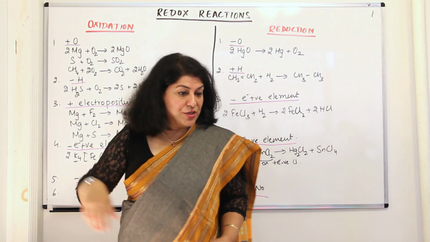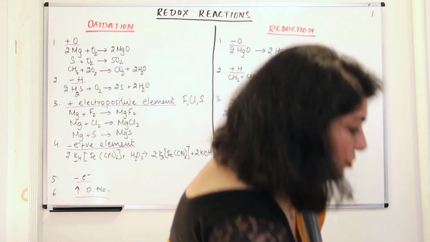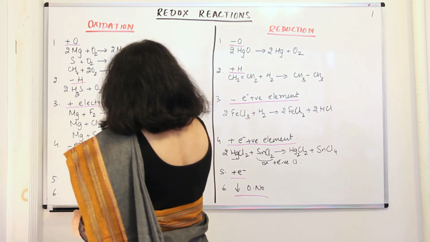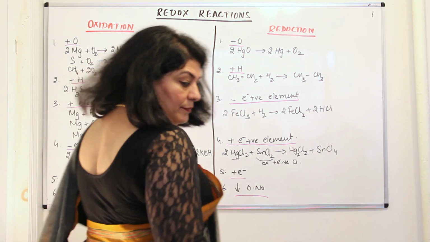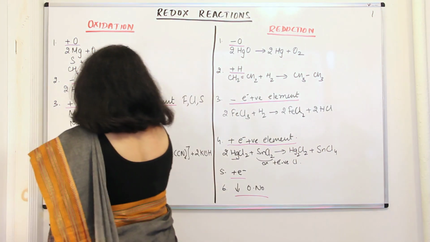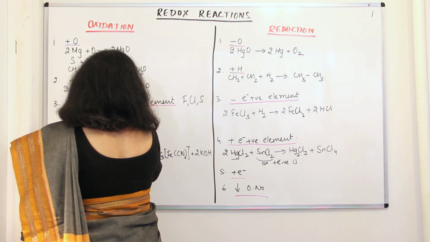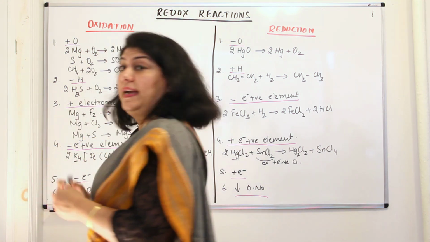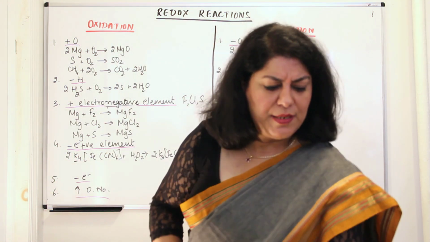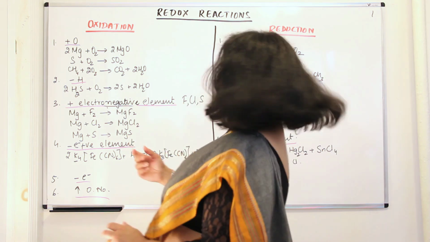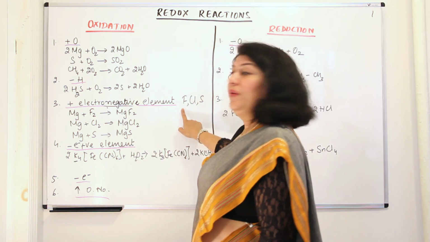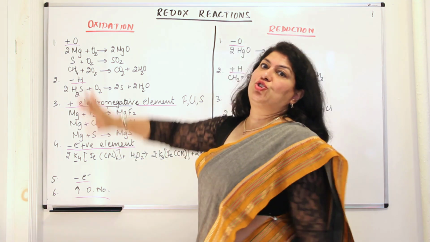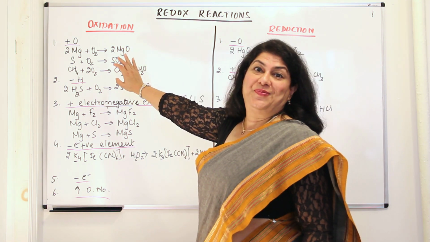this should be negative, I've written positive here, excuse me. Addition of an electronegative element, right? The addition of any electronegative element like oxygen. Now what are the electronegative elements? Examples of them: you have fluorine, you have chlorine, you have sulfur. So addition of an electronegative element should also be oxidation.